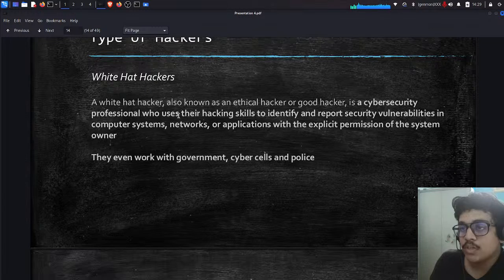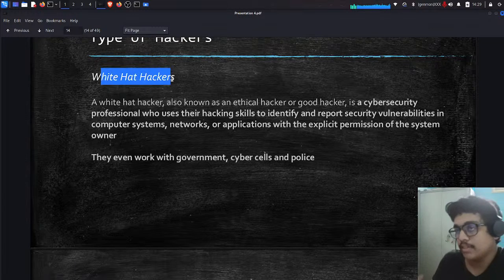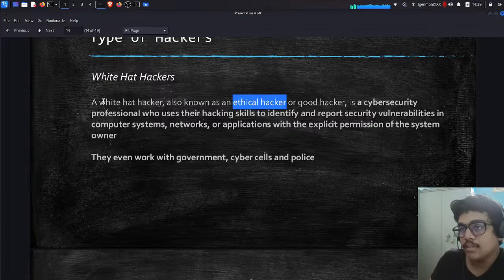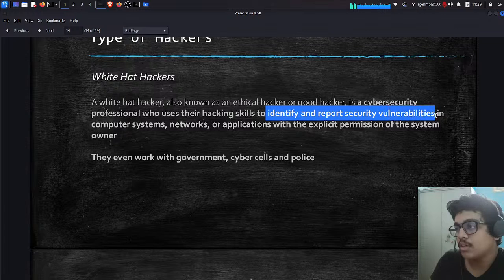So the first one, which we are targeting, is white hat hackers. They are considered good hackers. White hat hackers are also known as ethical hackers, so the terms are the same. They are cyber security professionals who use their hacking skills to identify and report security vulnerabilities.